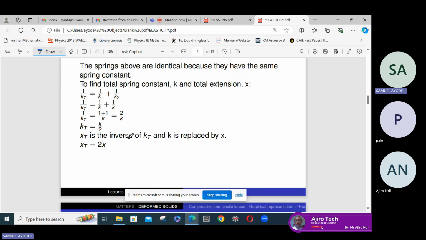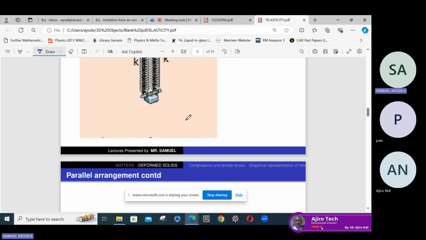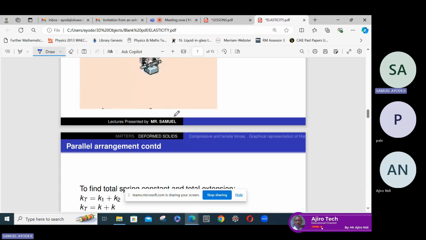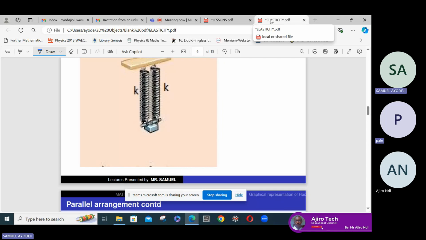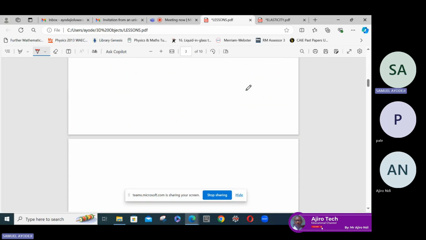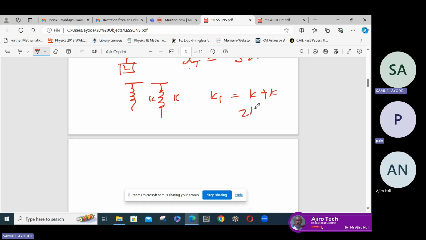Now, the parallel one is easier to do. The load is shared equally, so you just add up. When they are parallel like this, you have K, K. K total will give you K plus K, that is 2K. What's the inverse of 2? 1 over 2, so 1 over 2x. That will be x total.